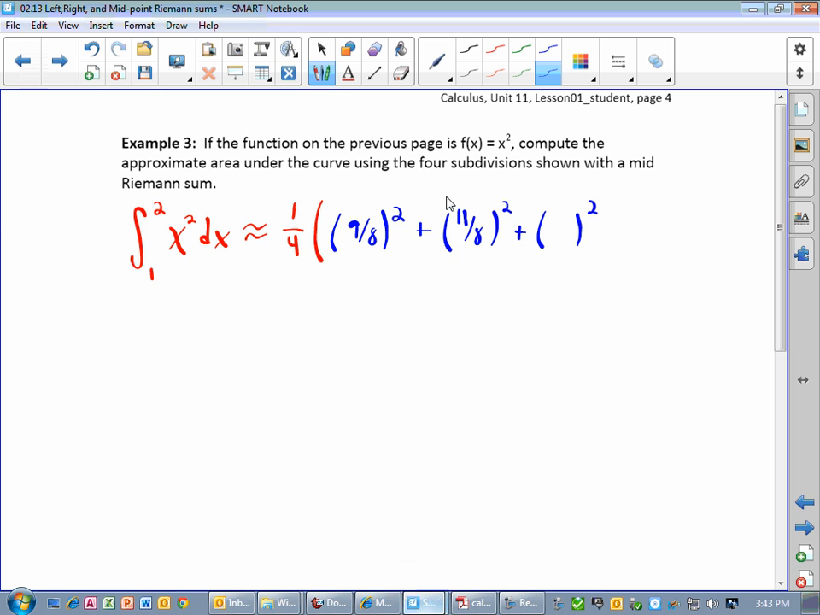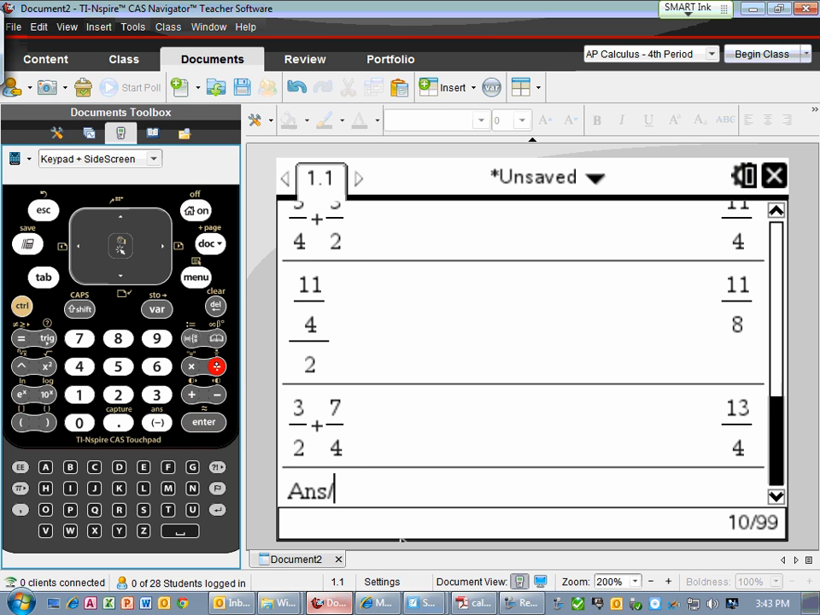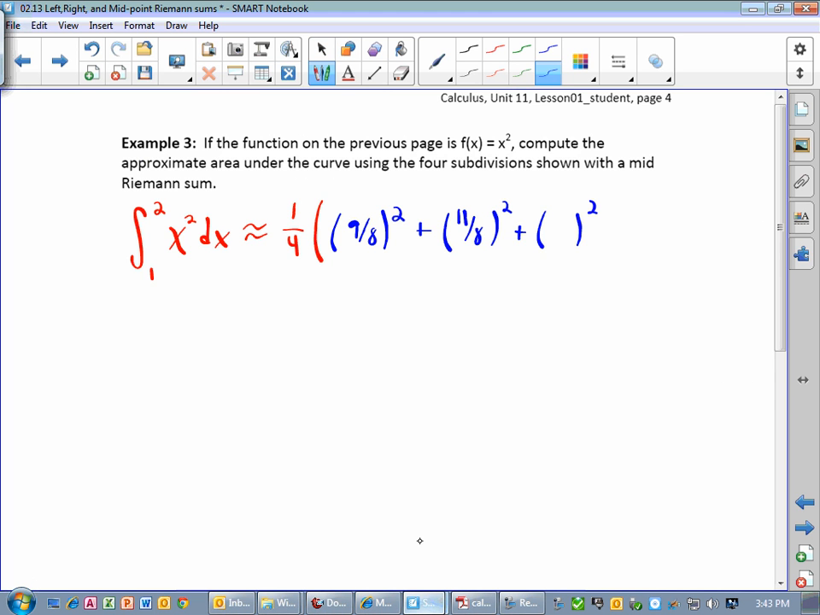Can we guess what the next one's going to be without doing anything? Based on the pattern 9, 11, we're going to guess 13. But rather than trusting our guess, because many times there's things that we think are right and they just don't work out, let's just double check. So we want 3/2 plus 7/4 divided by 2. And yes, we get 13/8. And what should the last one be? 15/8. If you think about it, it would be 1/8 before 2, so 16/8 minus 1/8 would be 15/8.